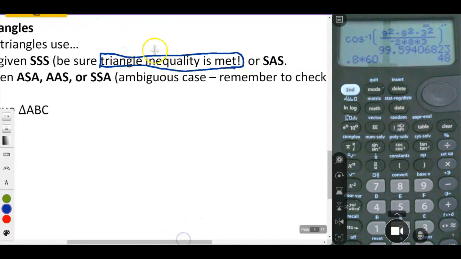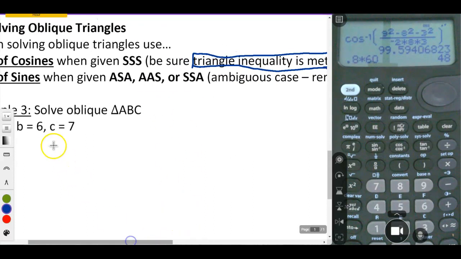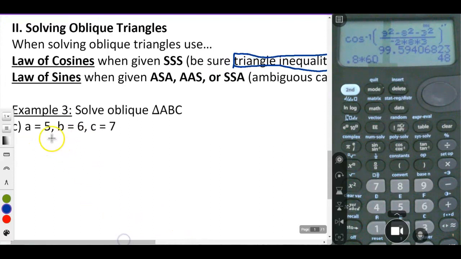So for instance, if I said this has a 5, 6, and 7. So 5 plus 6 is bigger than 7. 6 plus 7 is bigger than 5. Right, 5 plus 7 is bigger than 6. Like every combination, if you take any two and add them together, it's bigger than the third. So for instance, if this C was 11 instead of 7, well, 5 plus 6 isn't bigger than 11. 5 plus 6 equals 11. But this wouldn't actually make a triangle.